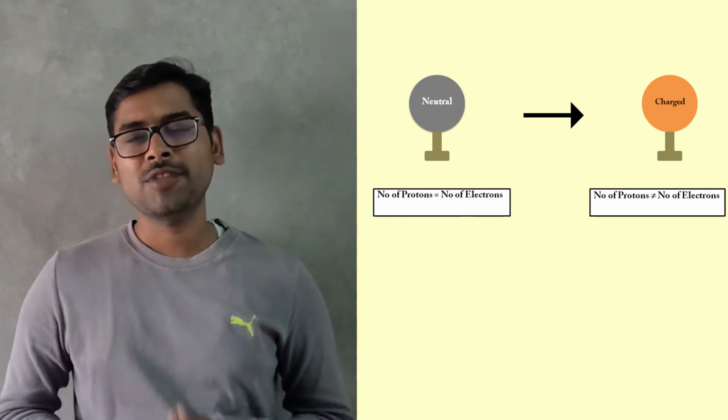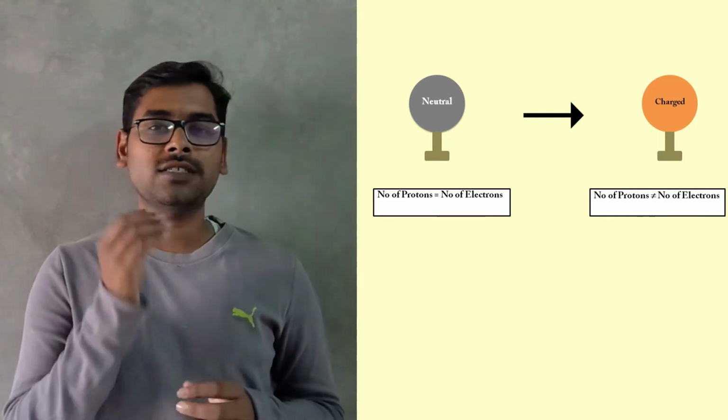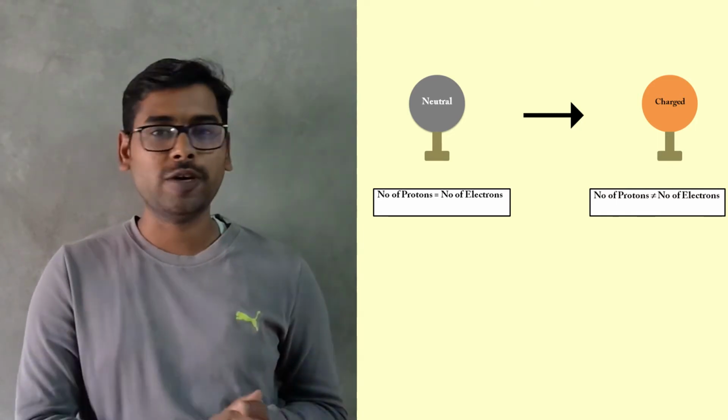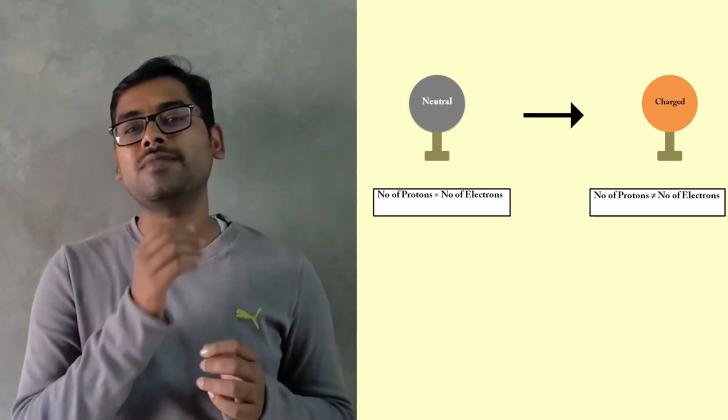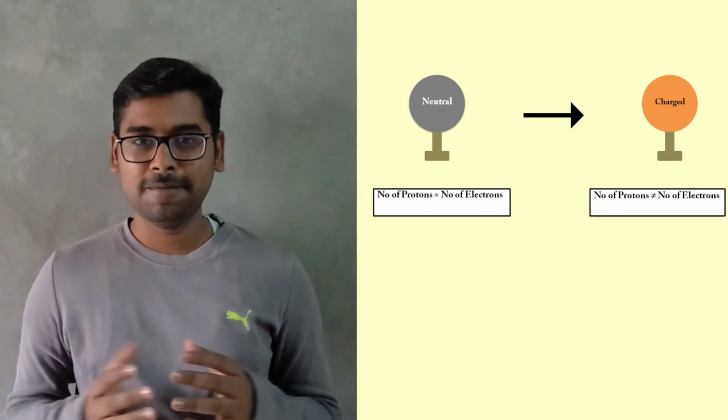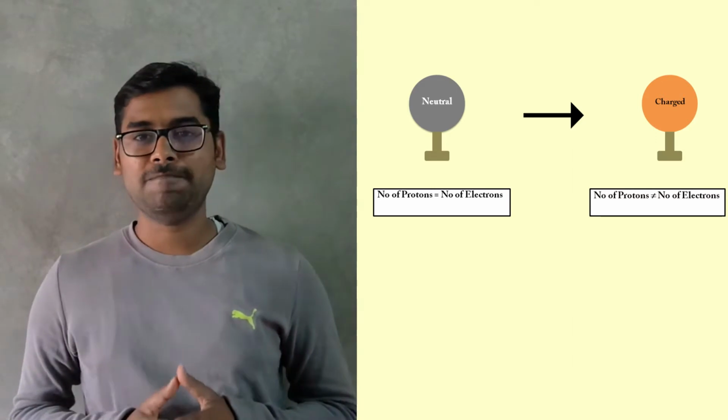How do we do that? It can be done by adding some extra electrons or protons to that body, or it can also be done by removing some electrons or protons from that body. But we have one problem here.